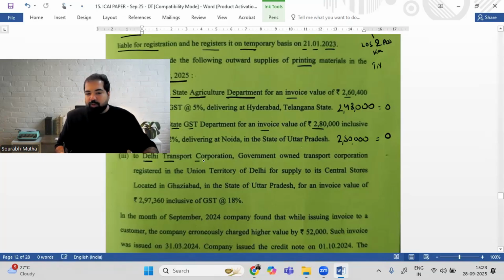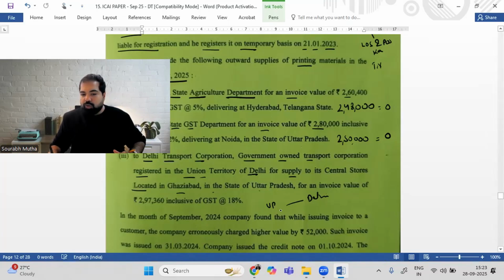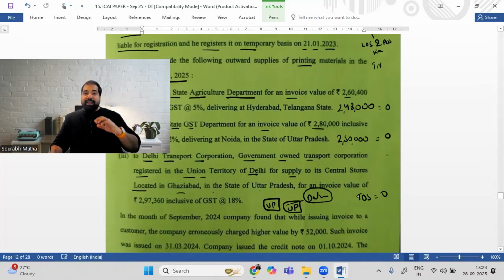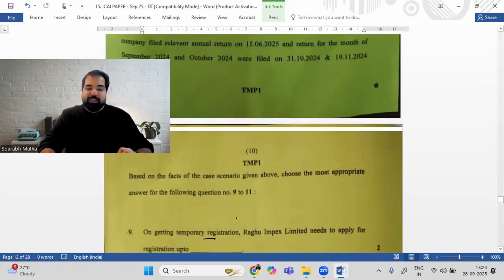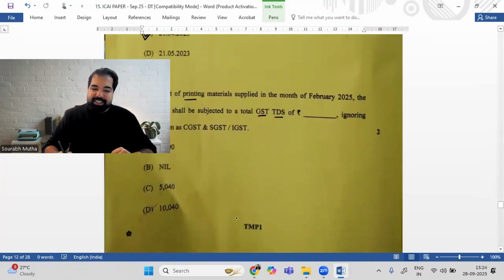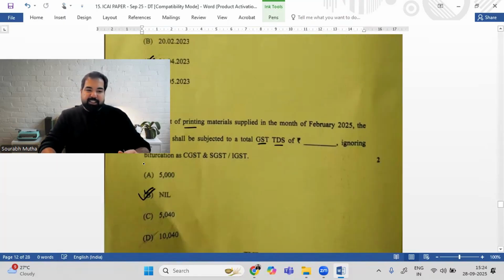To Delhi Transport Corporation, a government owned transport corporation registered in the Union Territory of Delhi. So you're in UP, supplying to someone in Delhi, but the place of supply is in Uttar Pradesh, to its central source located in Ghaziabad, Uttar Pradesh. So if the location of the supplier and the place of supply are in one state and the recipient is in another state, in that case also there will be no TDS. So here also TDS will be zero. That is the entire amount of TDS. Although this question looked like there is TDS, the TDS is nil. This is the right answer, nil TDS.